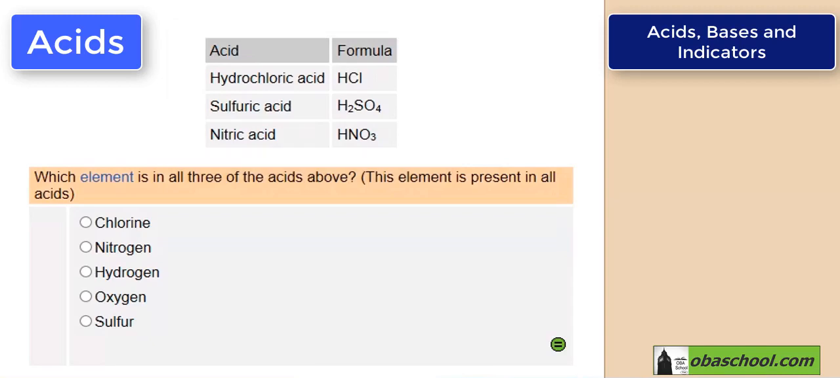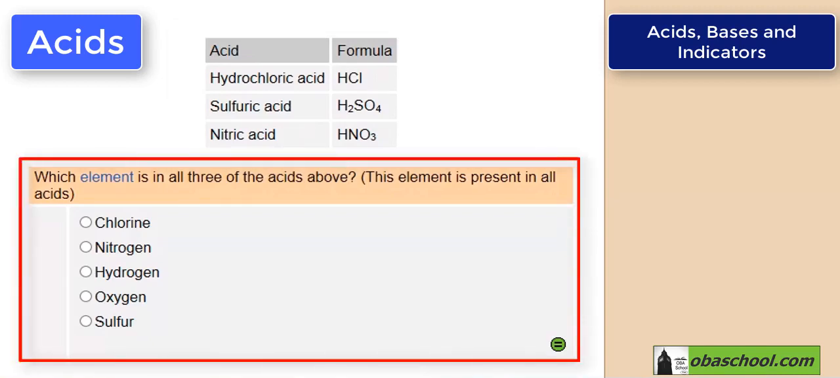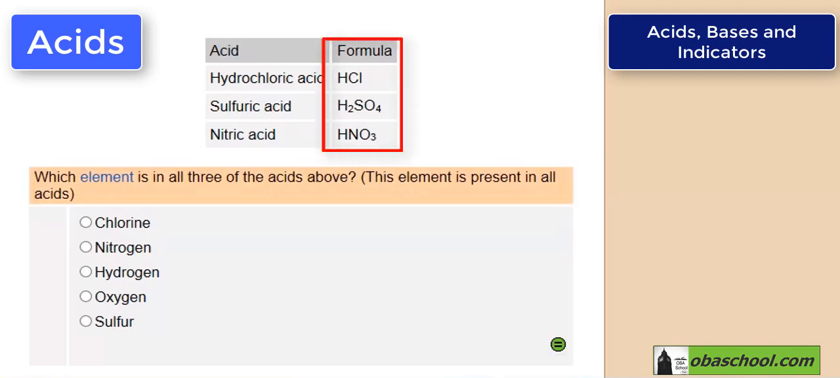The big question here is what element is in all three of the acids above. This element is present in all of the acids and not only those three. Is it chlorine, nitrogen, hydrogen, oxygen, or sulfur? Take a look at the formula and choose the correct answer.